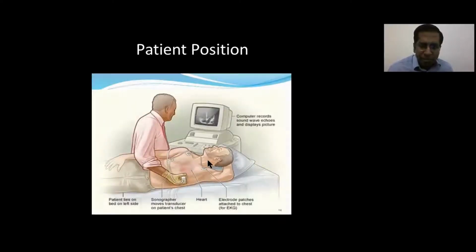What is the position of the patient? The patient is usually in the left lateral position, with his arms above the head like this, so that the intercostal spaces are nice and open, and the heart also comes and lies against the chest wall, so that you can get good quality images. So that is important. Even if you are able to get reasonable images with the patient lying supine, you can turn the patient to the left side so that you get better contact with the chest wall. Intercostal spaces also open up, and you are able to get a better window.